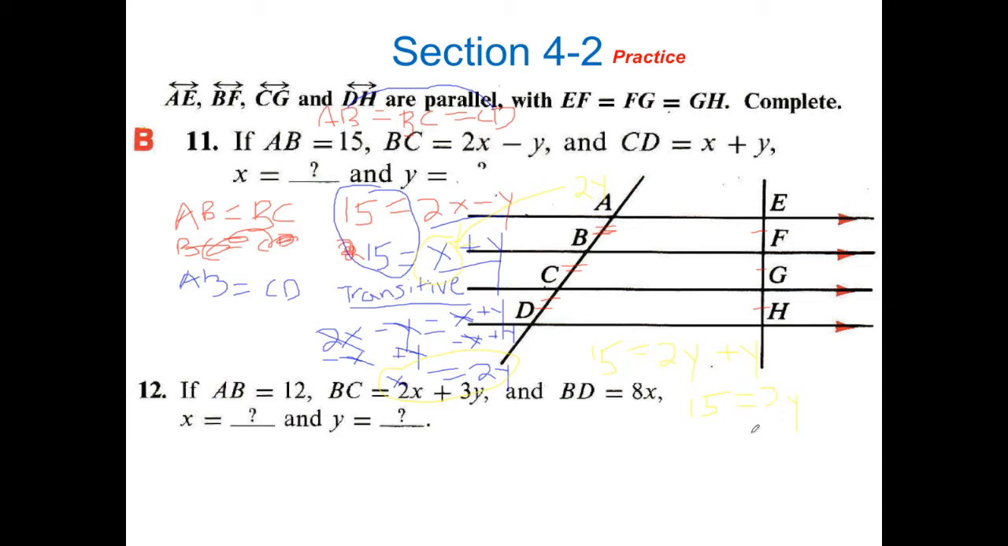So divide both sides by 3. I know that y has got to equal 5. Okay, there's my one answer. So y equals 5. What is x going to have to equal? Well, x plus y equals 15, so x is going to have to equal 10.